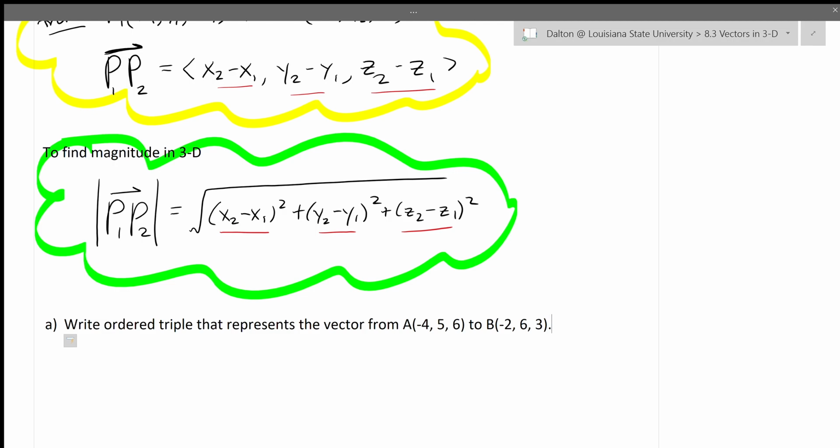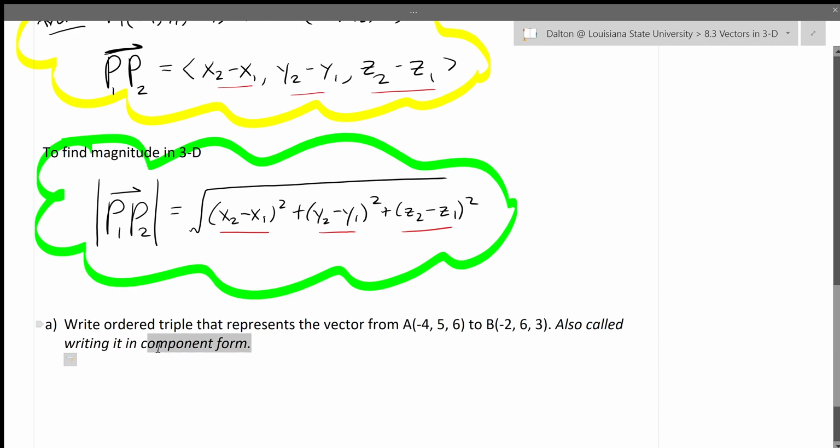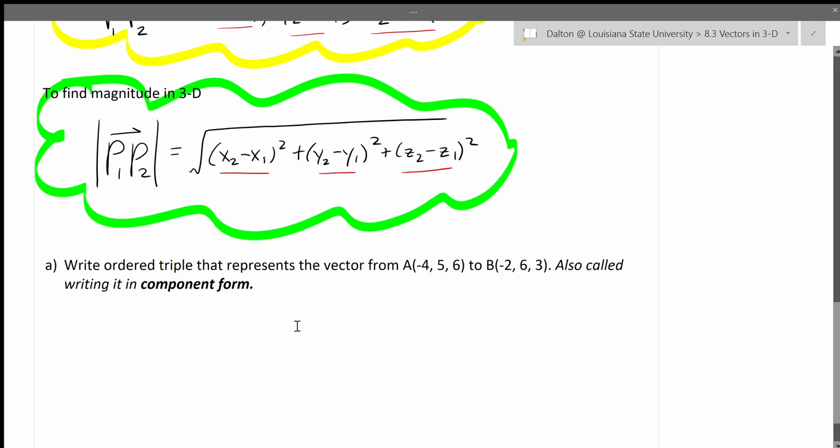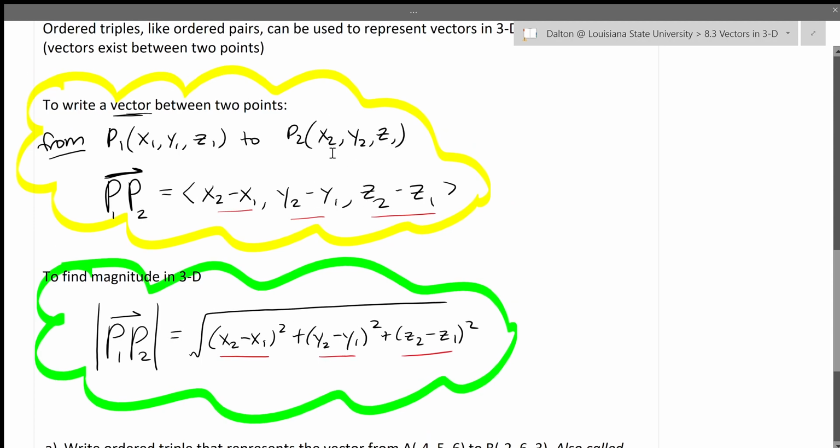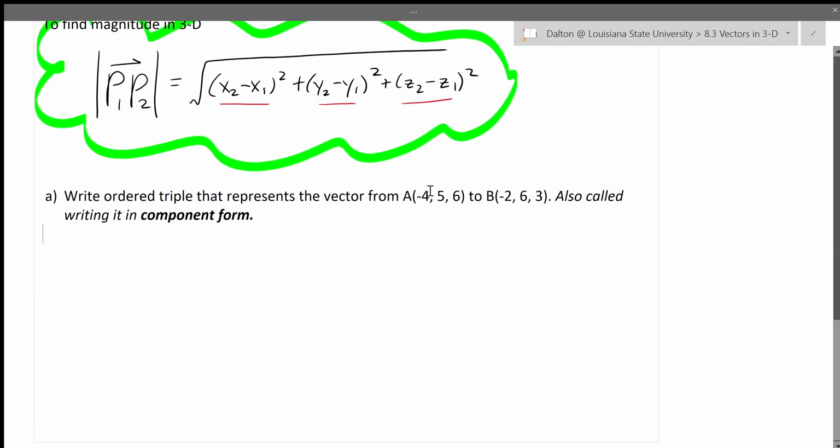Now, when I ask you this, this is also called writing it in component form. So if you see that verbiage anywhere, that's what that is. And basically, what we'll talk about here in a minute is anytime, it's the components between point A and point B. Okay, so if I ask you to write the ordered triple that represents this vector, this is going to be our first, I'm going to call it formula, circled in yellow up there.